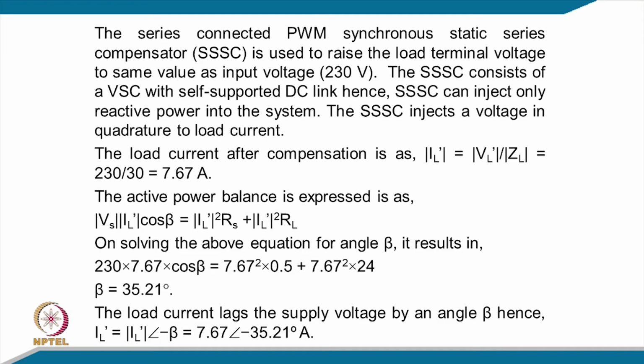So, it comes 7.67, and we can find out the active power now. That is Vs IL cos beta. So, that is the source impedance loss, and this is the load active power, and solving this equation we get beta from this relation. So, beta comes 35.27, and the load current lags the supply voltage by angle beta. So, IL equal to IL at minus beta, it comes 7.67 at the angle of minus 30.21 degree ampere.